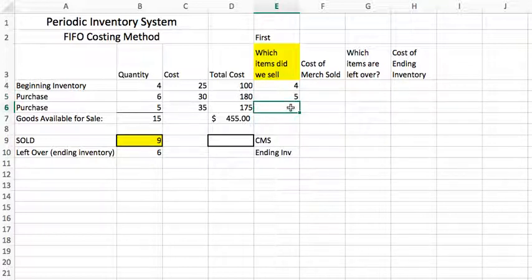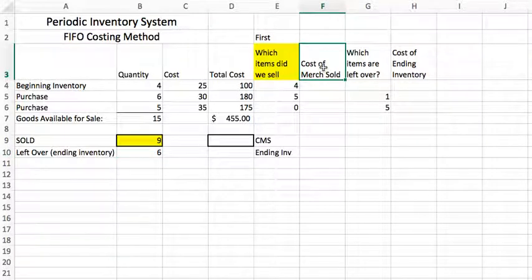And then we must have sold 0 of the third layer of inventory, because with FIFO, the most recent purchase is usually going to make up our ending inventory. Okay? Then can we figure out which items are left over? Well, all 5 of the $35 units are left over, and one of these $30 units is left over, because we know we had 6, we sold 5, and 1 was left over. This does correlate with the number 6 here, that we had 6 left over.